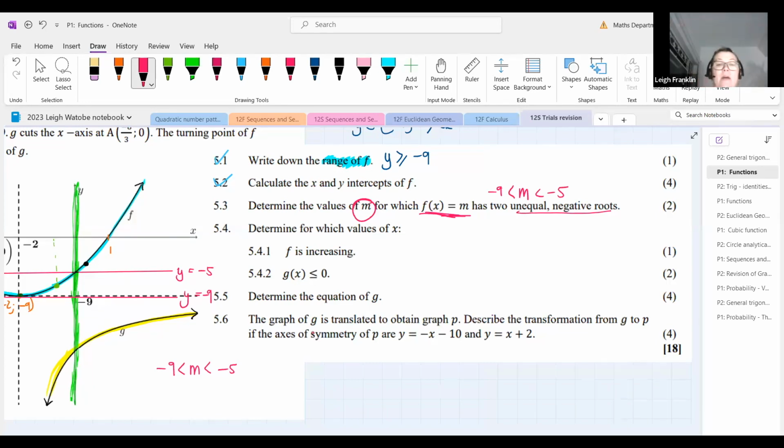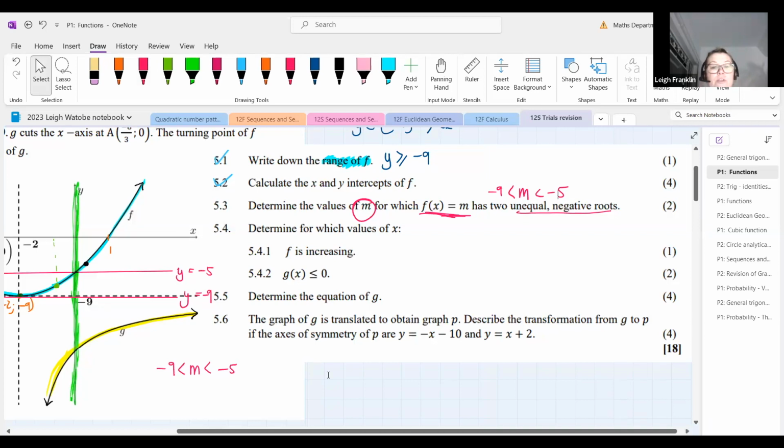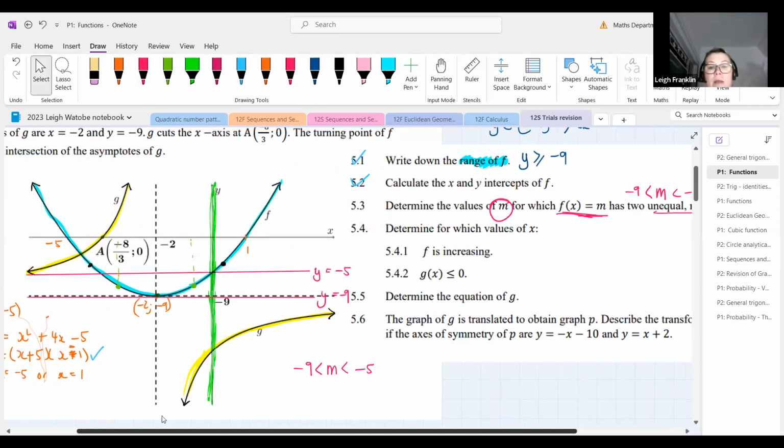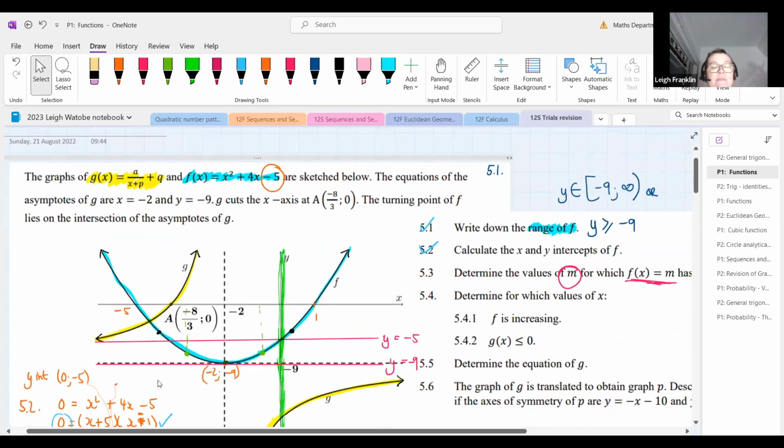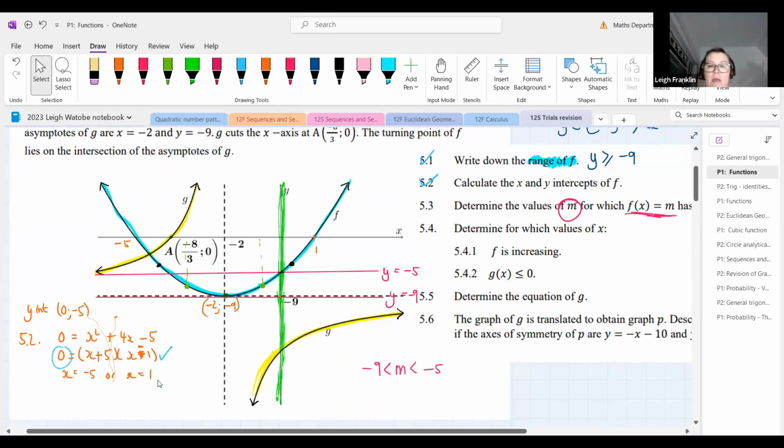Now they say determine for which values of x in 5.4.1 f is increasing. What do you guys think? In 5.4.1, for which values of x is f an increasing function? Remember, f is your parabola. That's it, Chelsea. Good job. Okay, when x is greater than -2. Lovely. And now we are not including the -2.